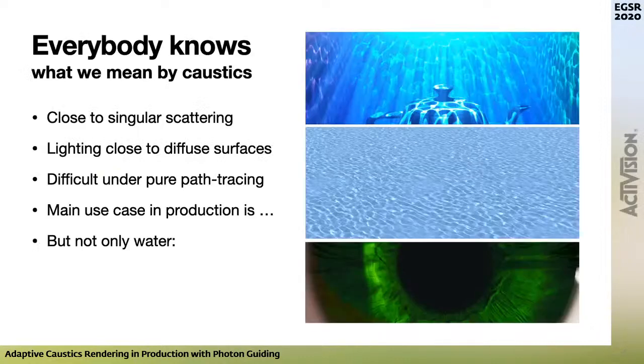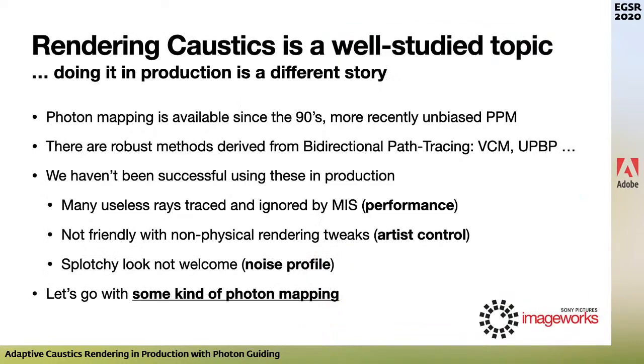Now, if you're listening to this, you're probably familiar with the term, but this is basically indirect lighting that comes from very smooth surfaces like glass or metal, and then is projected onto close to diffuse surfaces, and it's very hard to do that with a pure path tracer. The most common use for us is water scenes, but not just that. There are also caustics, very common too, in other glass objects and cases like this.